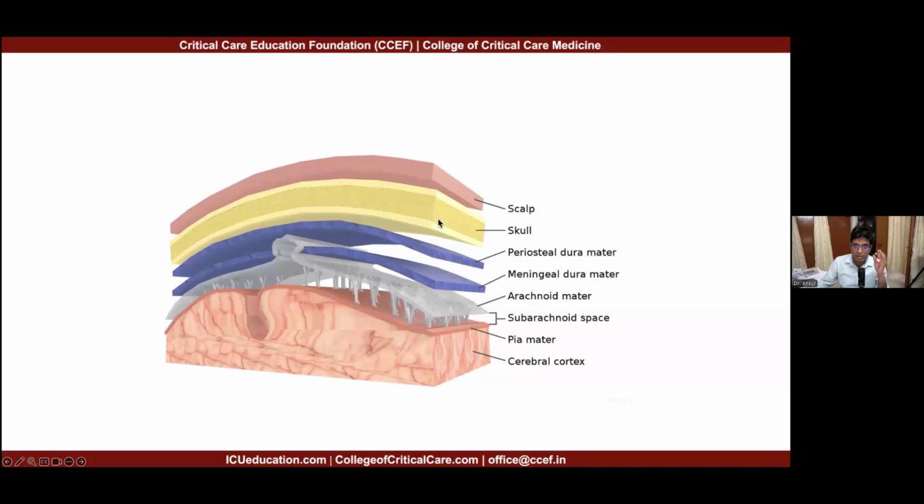So you have the scalp, the skull, and two layers of dura mater, periosteal and meningeal. This is important when we classify the types of injury. Then you have the arachnoid matter, and then you have the pia mater.